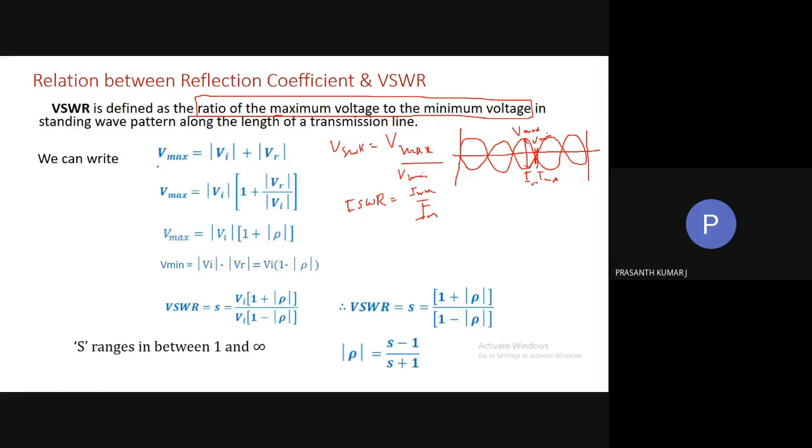Similarly, we can also define V minimum is equal to incident voltage minus reflected voltage. Is that clear? Vmax is incident voltage plus reflected and V minimum is incident voltage minus reflected voltage. Now substituting these two values in this expression, Vmax by V minimum, Vi plus Vr by Vi minus Vr.